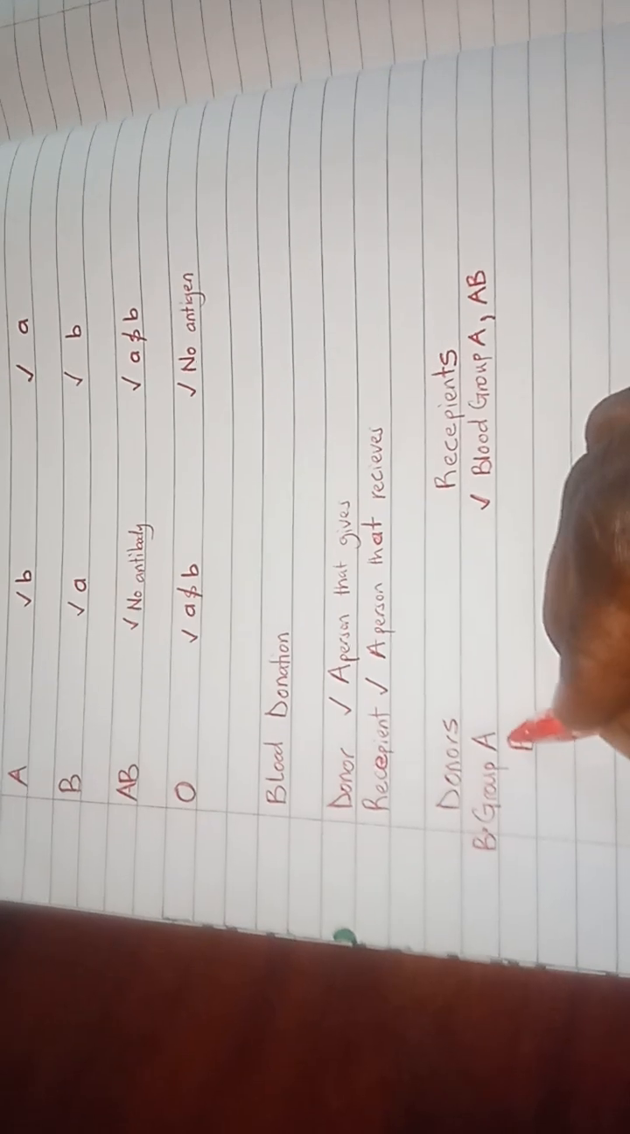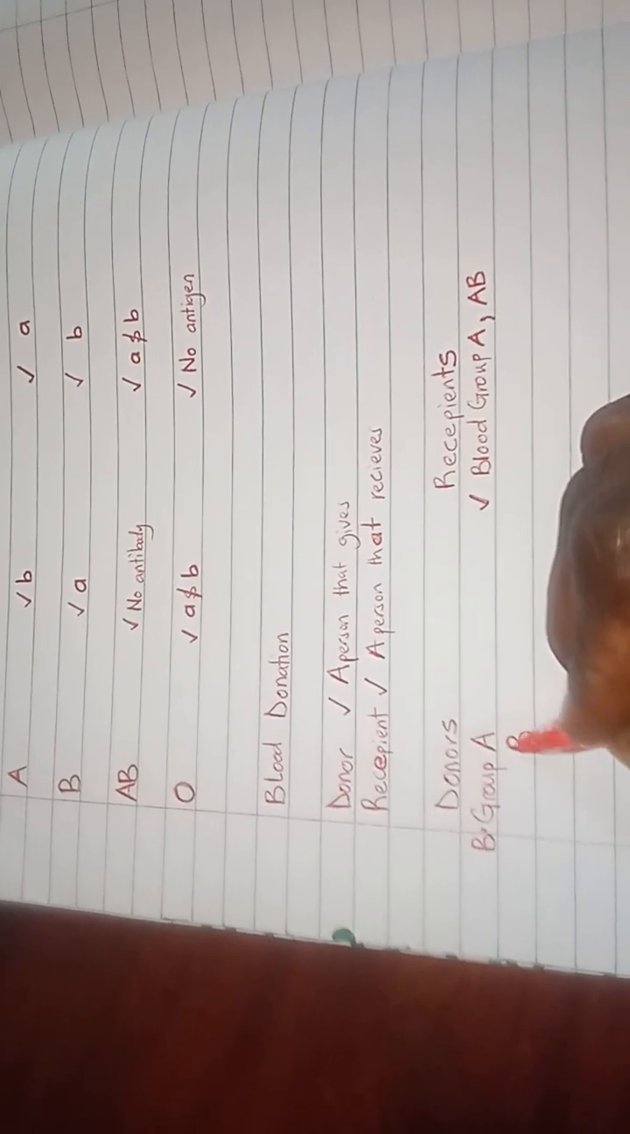The next one, a person who wants to give his blood, and the person is blood group B. Okay, a donor who is blood group B wants to give his blood. A person of blood group B surely can give his blood to a person who is blood group B also.